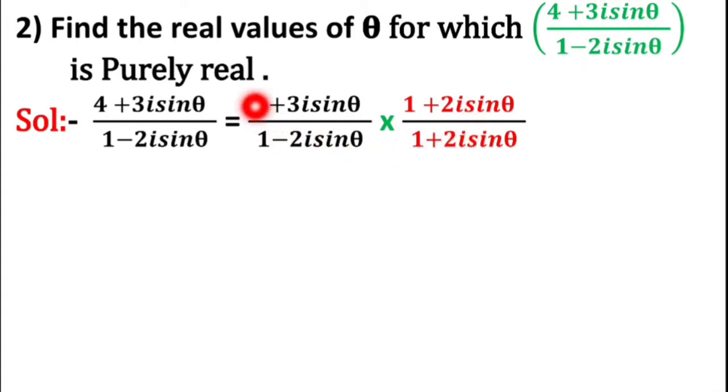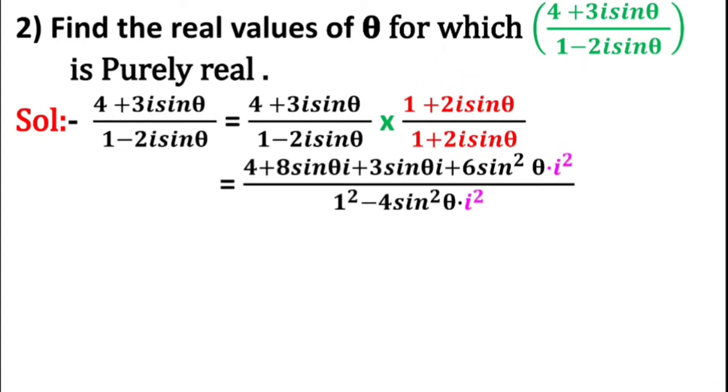Now open this bracket. You have to multiply 4 into 1, plus 4 into 2i sin theta, plus 3i sin theta into 1, plus 3i sin theta into 2i sin theta. So you have to simplify this. You will get 4 into 1 is 4, plus 4 into 2, that is 8 sin theta i, plus 3 i sin theta into 1, the same thing, plus 3 into 2 is 6 sin square theta i square. In the denominator, consider 1 as A and 2i sin theta as B.